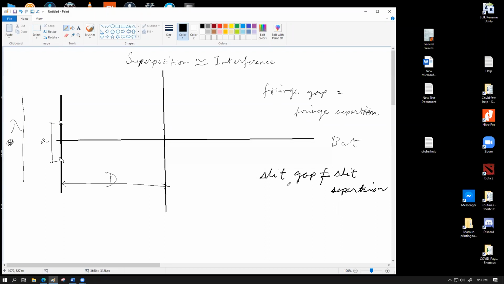This is pretty interesting. Fringe gap is equal to fringe separation. They both mean the exact same thing. I'll tell you why they mean the exact same thing. However, slit gap and slit separation don't mean the same thing. I'll first elaborate this part so that it can make sense.